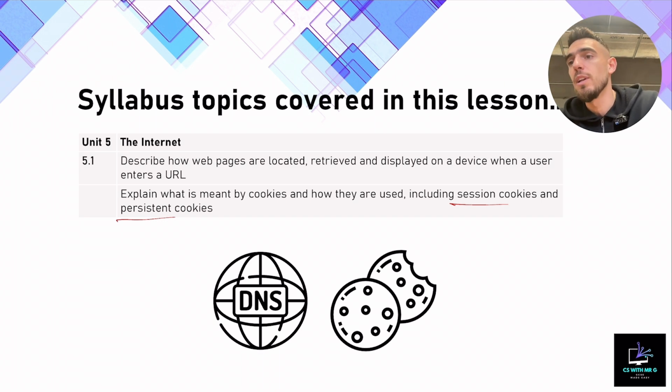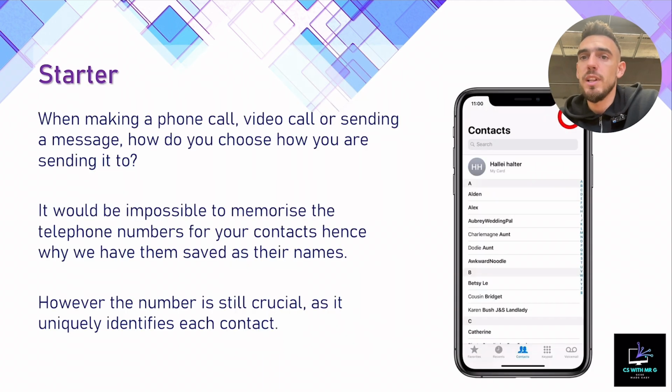Okay, I'm sure you will have heard of a cookie before, especially in computer science. But we are going to look at the differences between these two terms. So first of all, let's have a look at this question. When you're making a phone call, a video call, or even sending a message, how do we choose who we are sending it to? As we know, in our phones, we have contacts.